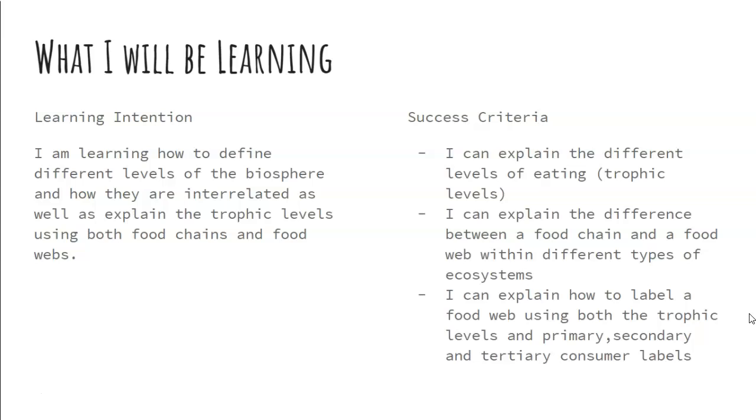What we're going to be learning today is how to define the different levels of the biosphere and how they're interrelated, as well as explain trophic levels in food chains and food webs. The important part of this lesson, how you know you've accomplished it, is being able to explain the difference between eating levels, or what we call trophic levels. Explain the difference between a food chain and a food web within different types of ecosystems, as well as explain how to label a food web, both using their trophic levels and their primary, secondary, and tertiary consumer labels.